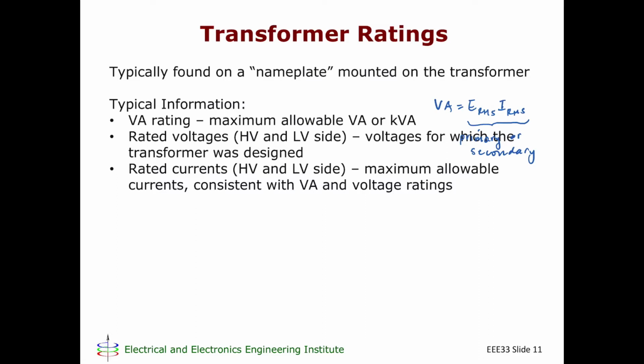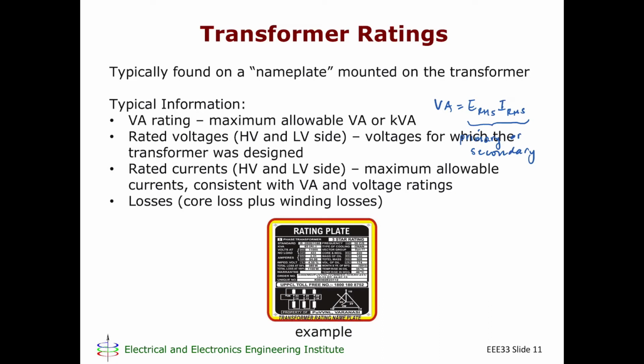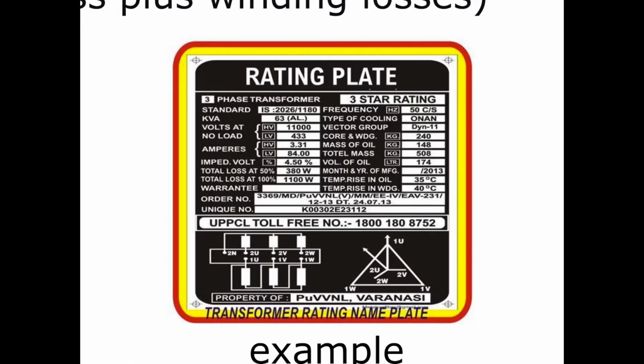And then you might find some other information on the nameplate. For example, you will commonly find information on how much loss there is in your transformer. In this case, that would be the energy lost in the core plus the energy lost in the windings. So here's an example of what a nameplate would look like. So as you can see, you have the volts information, current information, and loss information, plus a number of other items that are not of interest at this moment for us.